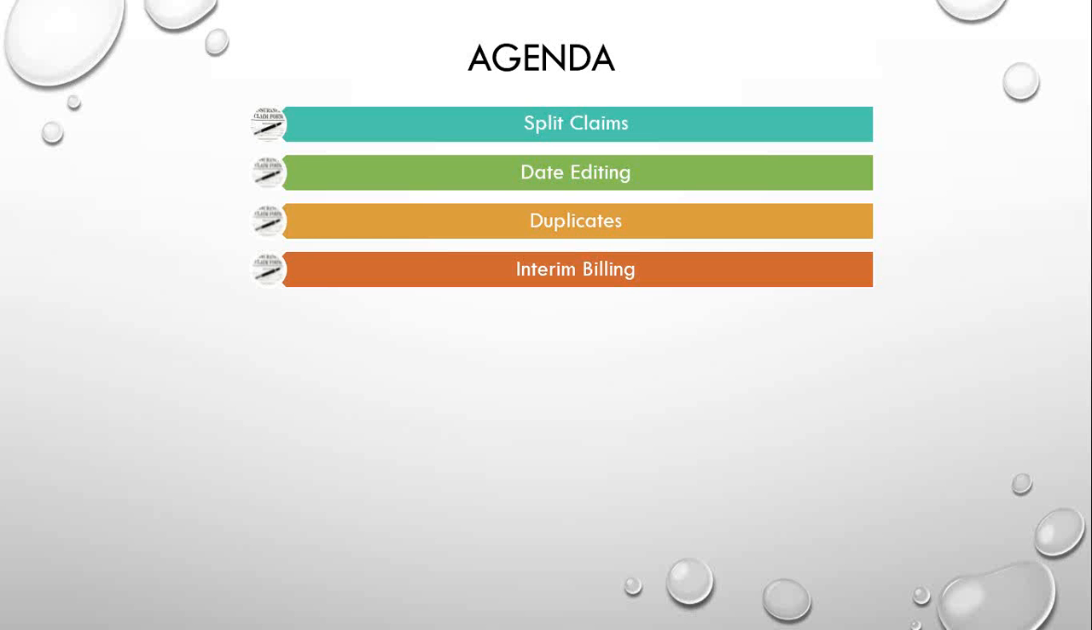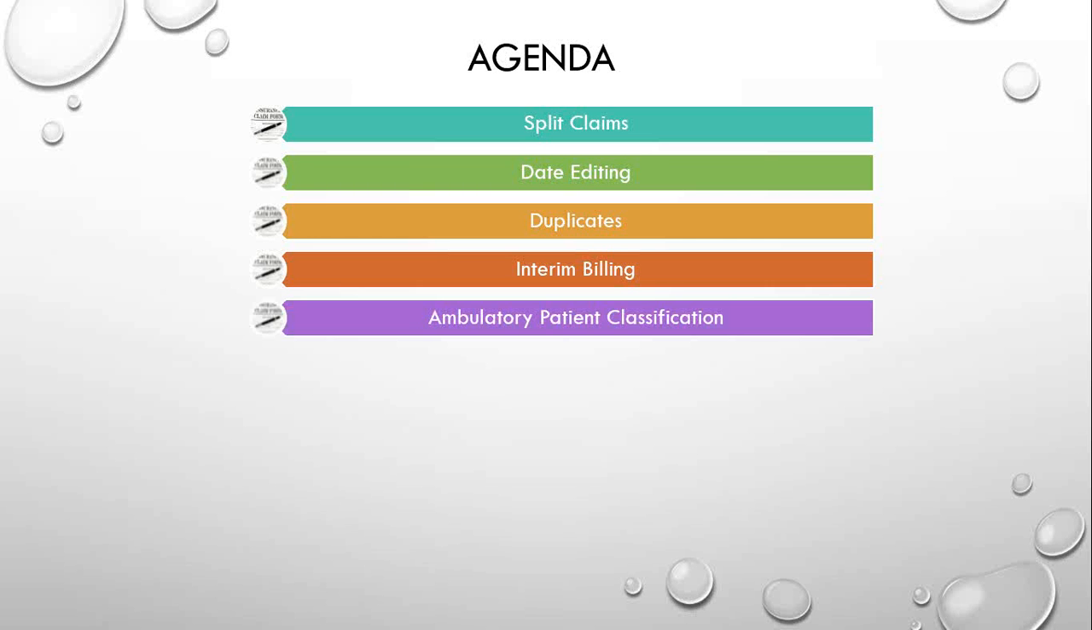And in most cases, this is very useful, very helpful in terms of outlier payment. How the outlier payment works is altogether a separate concept we can discuss in a different topic at a different time. Ambulatory patient classification, APC.